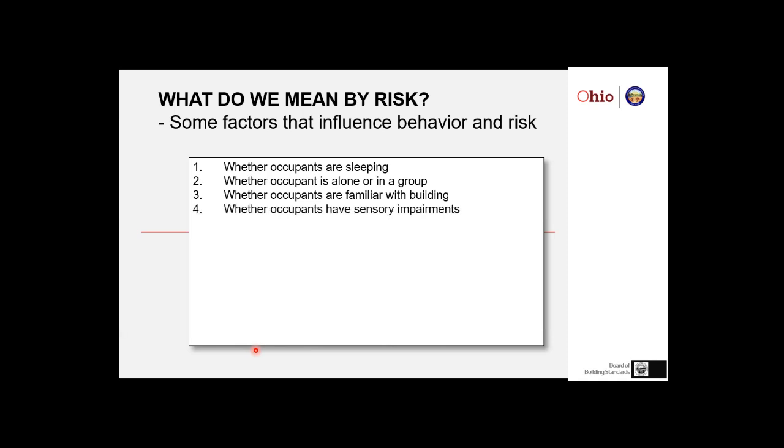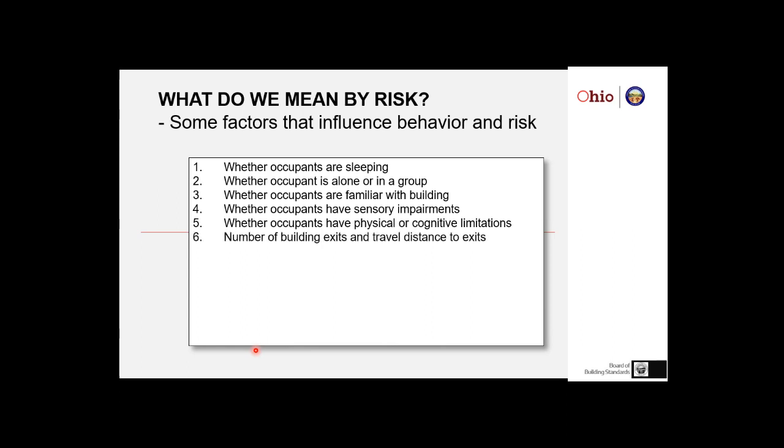Whether occupants have sensory impairments. Now, I would imagine that a lot of the occupants at the nightclub were probably a bit impaired by drinking alcohol, but there are other types of sensory impairments as well. People could be blind or have a hearing deficit. When the space is really loud, such as occurs in a nightclub, that affects your ability to hear and respond in an emergency situation. And on top of that, when occupants have physical or cognitive limitations, that will influence the risk.